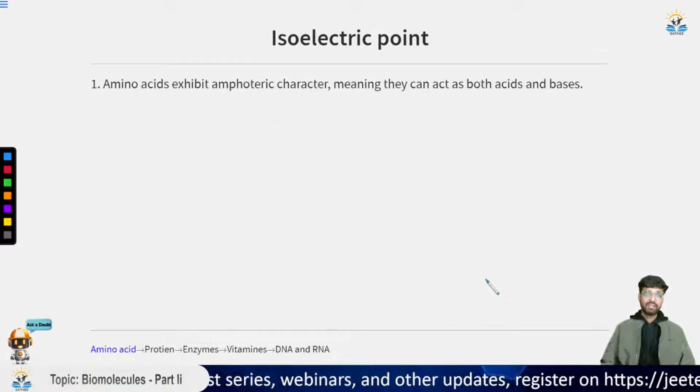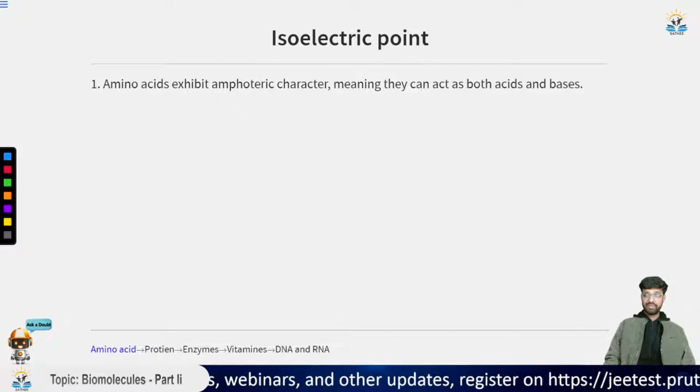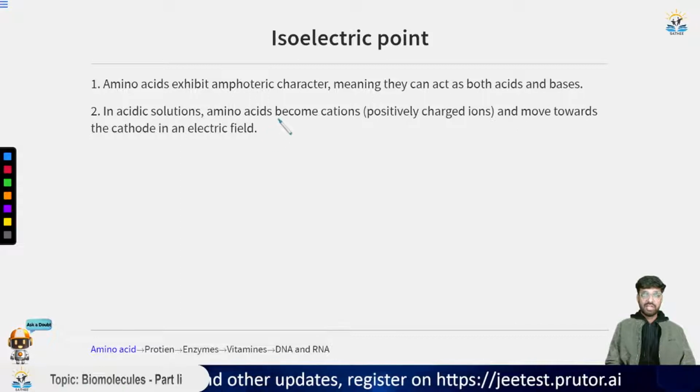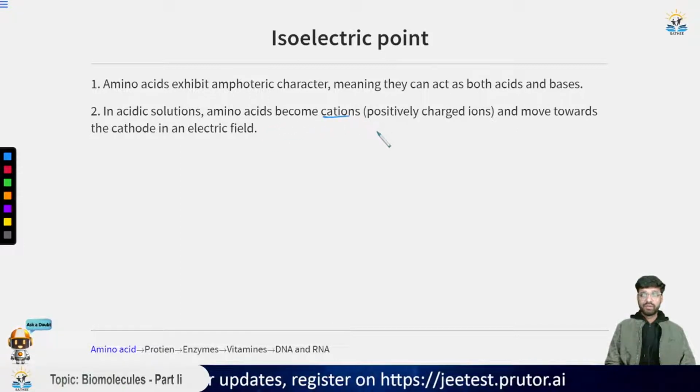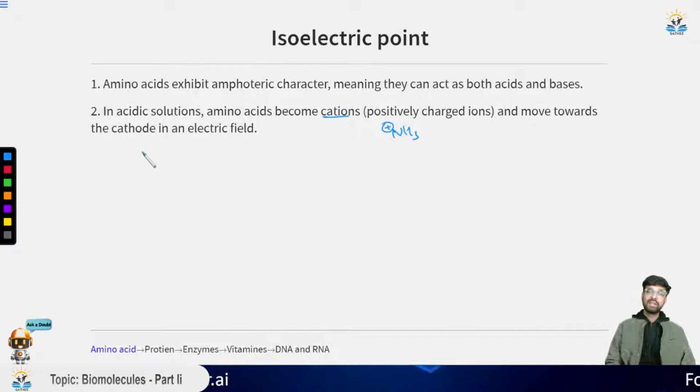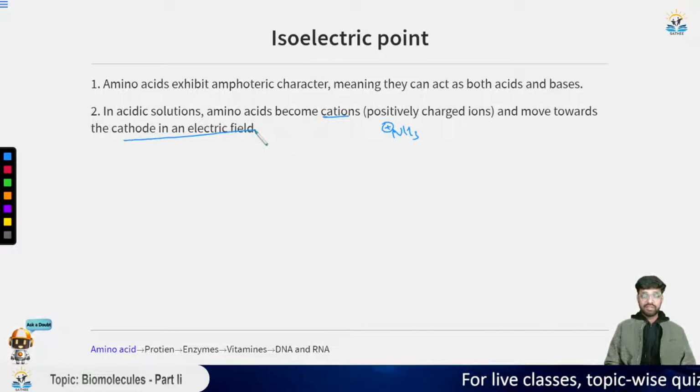Amino acids exhibit amphoteric character, which means they can be both acidic and basic. How? In acidic solution, the amino acid becomes a cation. How does it become a cation? By taking H plus. The amine group that is present takes the H plus and becomes NH3 plus, which is a cation. And this cation moves towards the cathode in an electric field. You know very well that the cathode is negatively charged and the cation will move toward the cathode if the amino acid is in acidic condition.